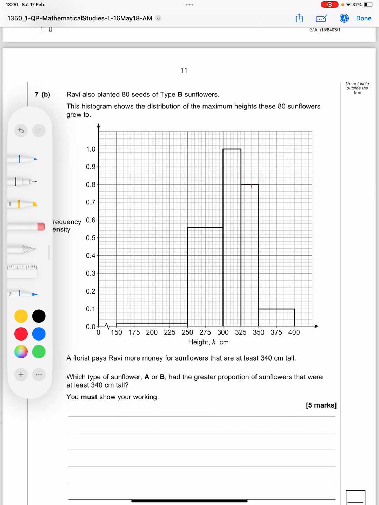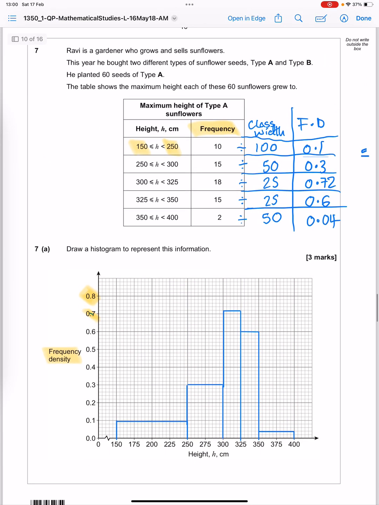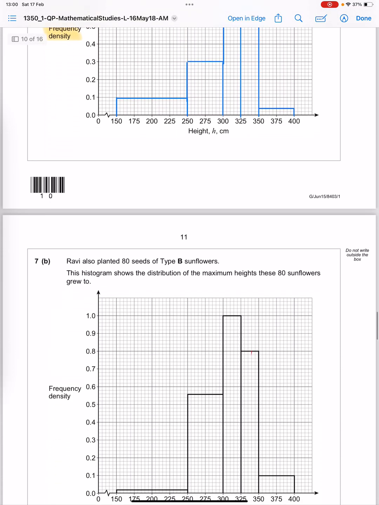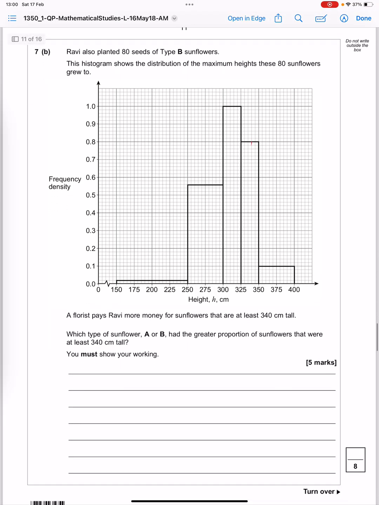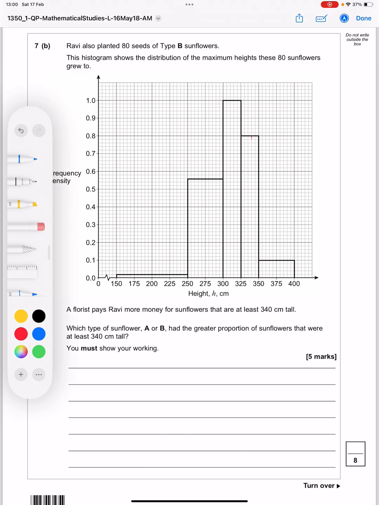Welcome back to 7 Part B on the 2018 paper. So we have two sets of data to compare here. They're both in histograms. One of them we drew earlier in 7 Part A, and one of them's drawn for us. And we're going to compare which ones have more sunflowers that are at least 340 centimetres tall, because we get paid some extra money for those. Okay.